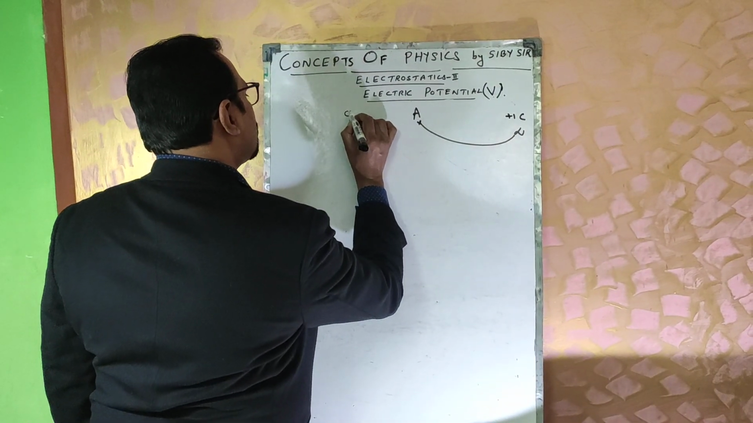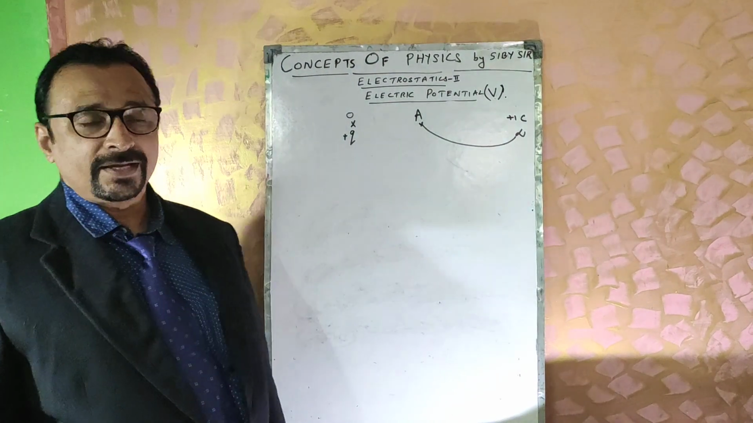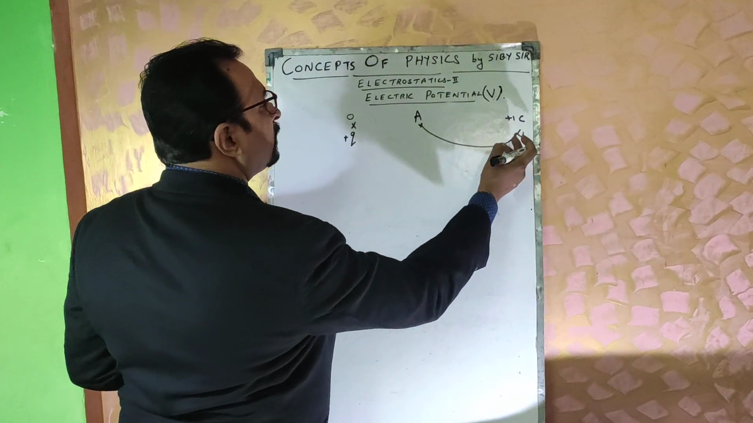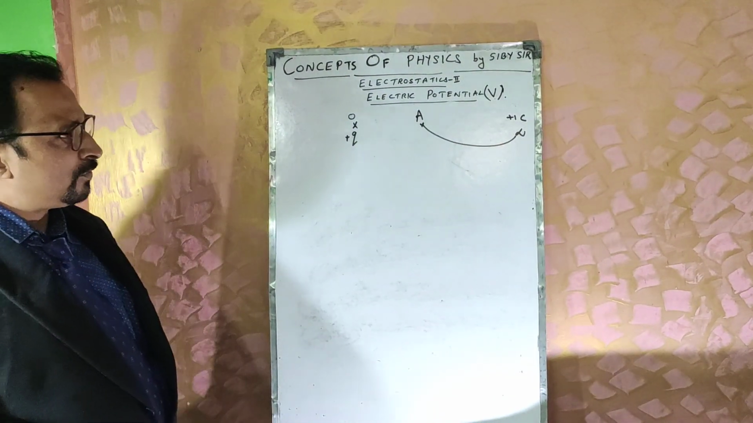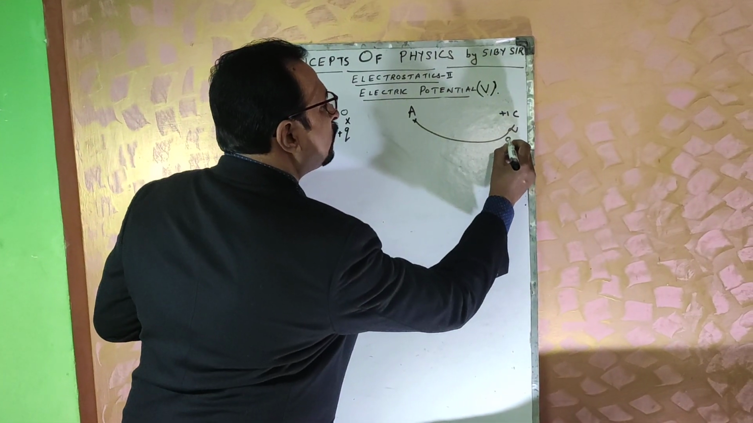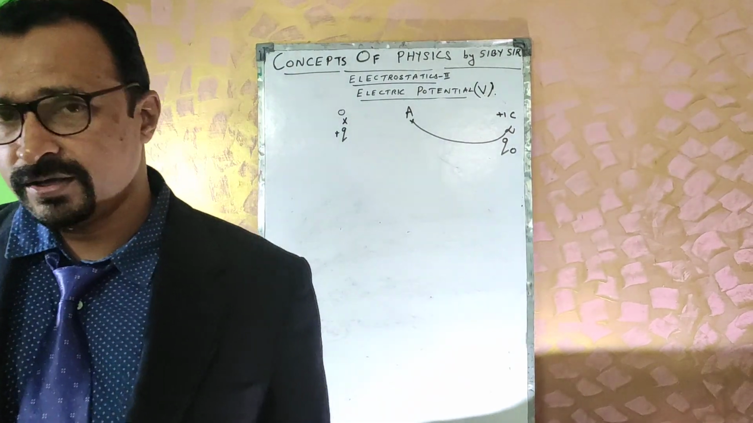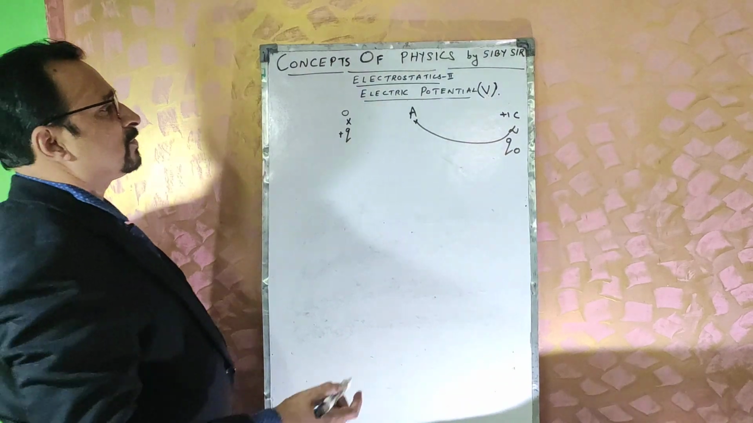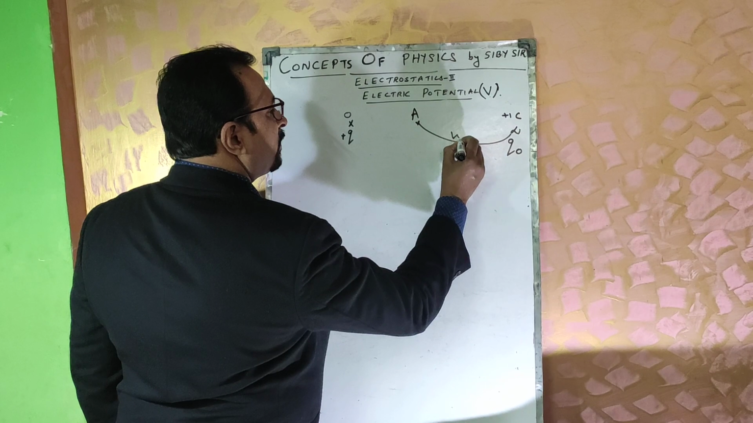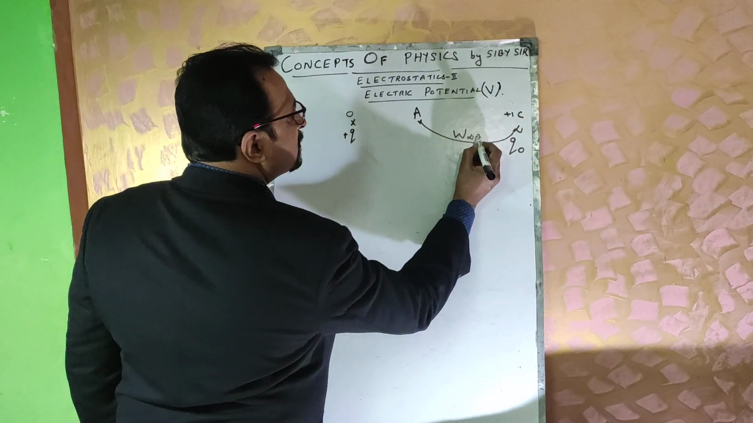Suppose there is a source charge located at the origin. Around this charge there is an electric field. In this electric field you are displacing a unit positive charge. But you know, 1 coulomb is a bigger charge, so usually we displace a small charge Q naught. What is Q naught called? That is called the test charge. So we are displacing the test charge from infinity to A. Suppose the work done is W infinity to A to displace Q naught.